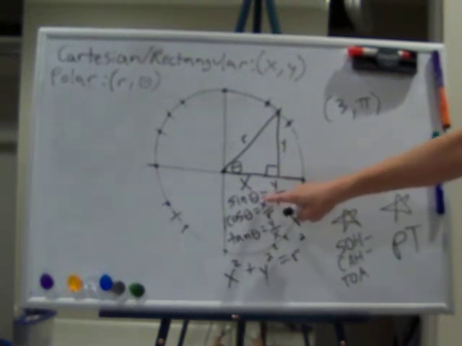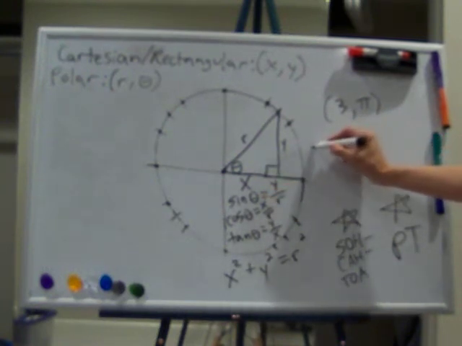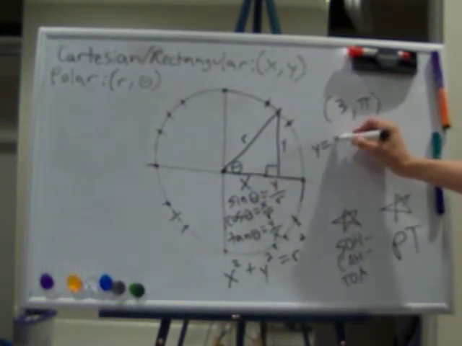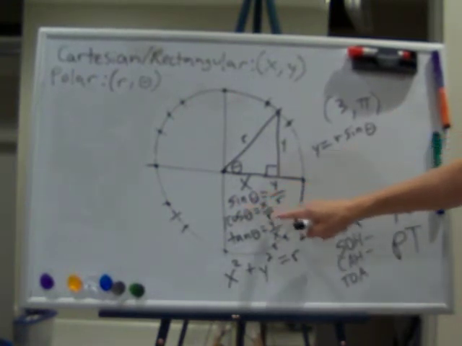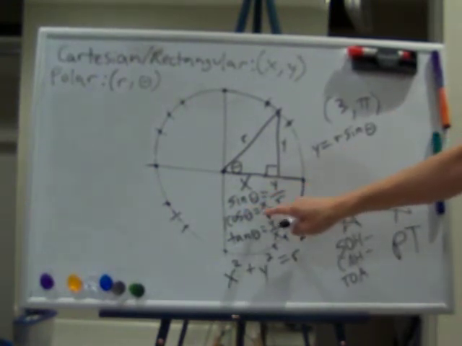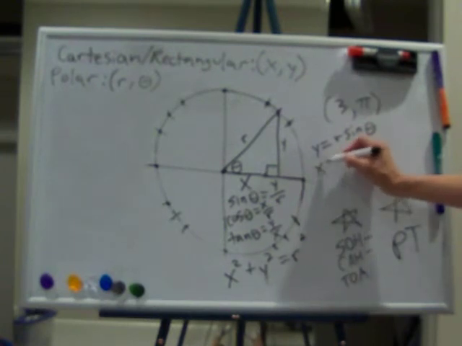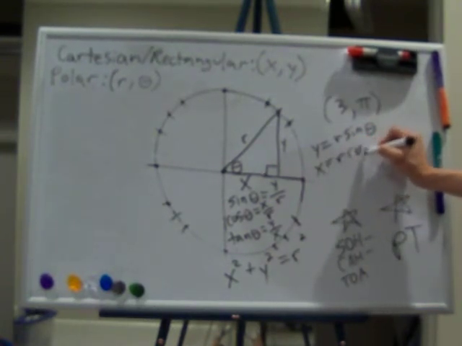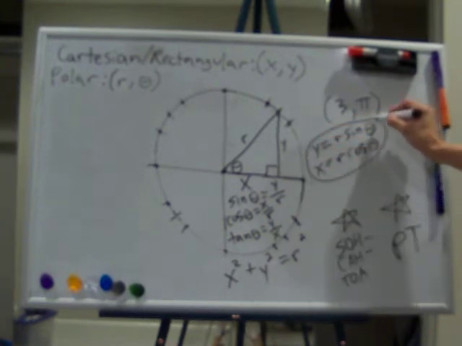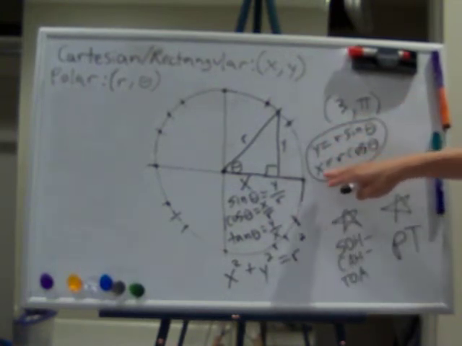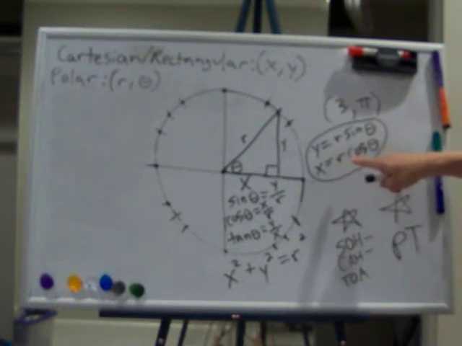If I solve for this y value here, I'm going to get y equals r sine theta. Multiply the r over. I can do the same thing for cosine. Multiply the r over. I get x equals r cosine theta. So these two equations are basically going to convert from polar to rectangular. This is all you really need to do that.